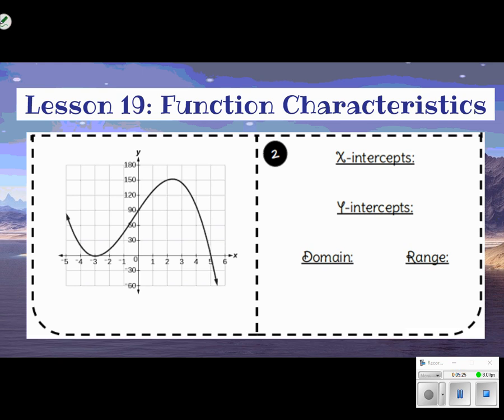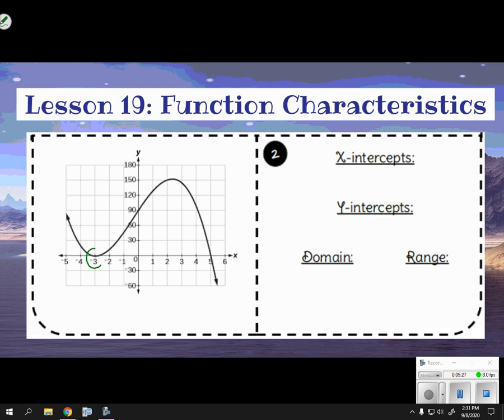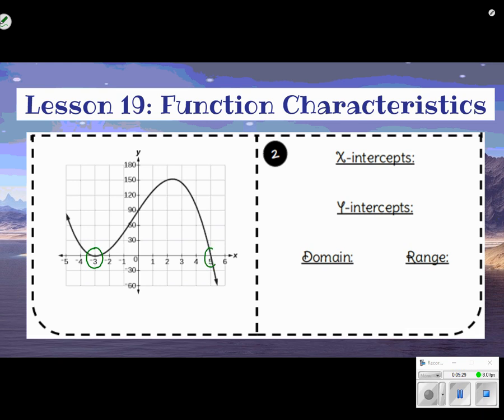X-intercepts, where it crosses the x-axis. Right here is an x-intercept, right here is an x-intercept, so it's crossing at -3 and +5. Notice I'm writing minus points. All right, where does the y-intercept occur? Some people might say 1, 2, 3, but I disagree. There's a number there, and it's at (0, 90).